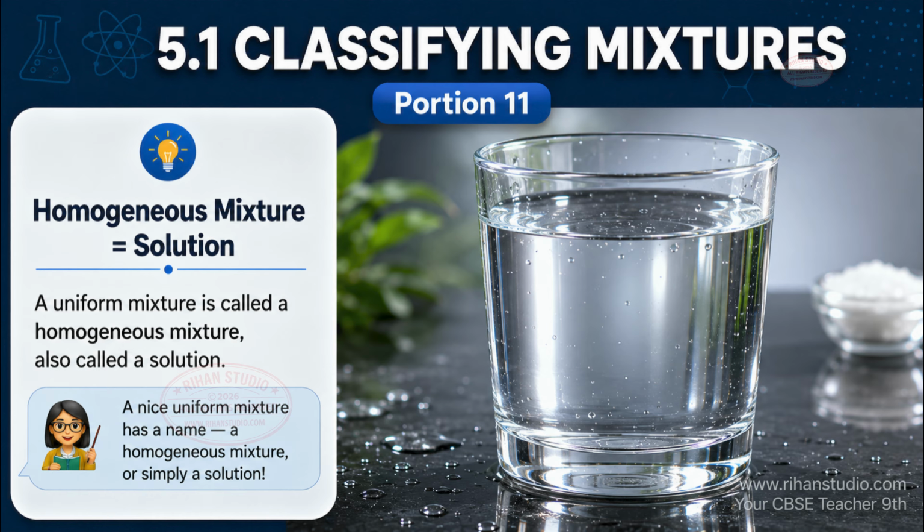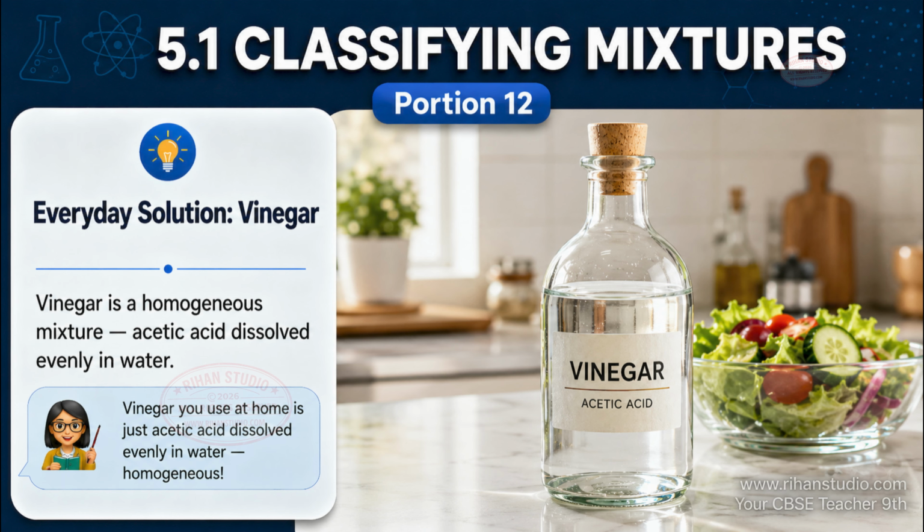How can we classify mixtures? Such a uniform mixture is called a homogeneous mixture, also called a solution. A nice uniform mixture like this has a name, a homogeneous mixture. And we also lovingly call it a solution. Write that down.